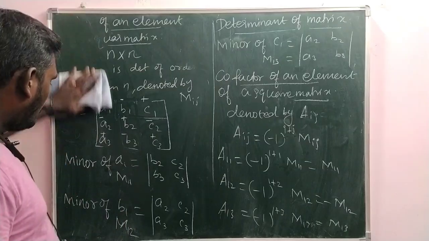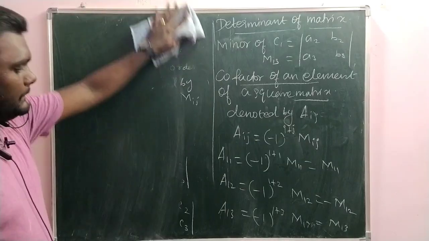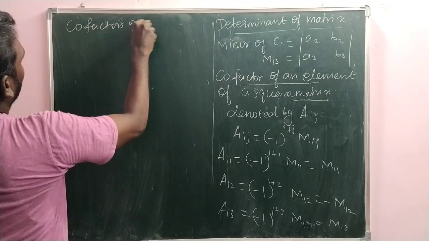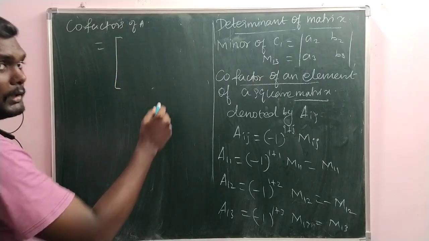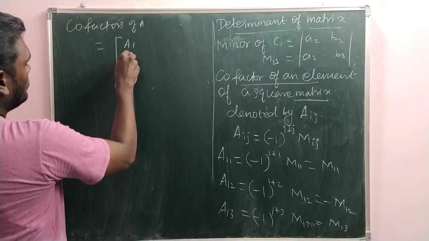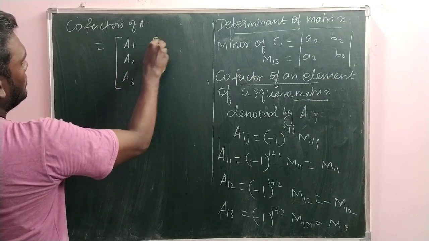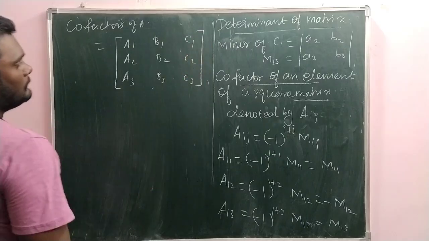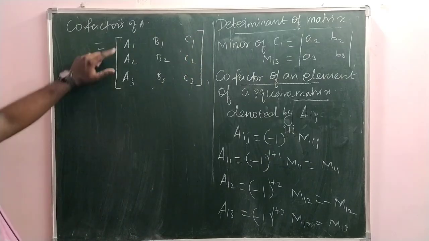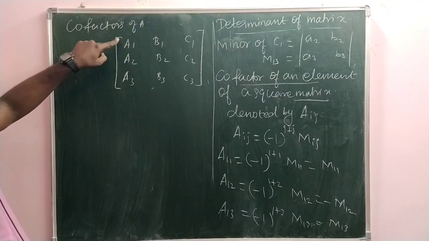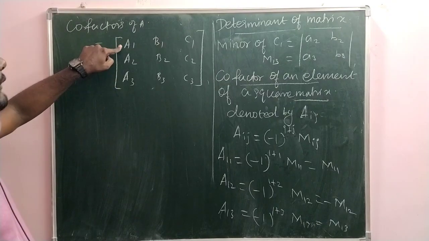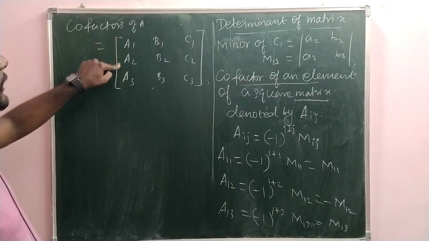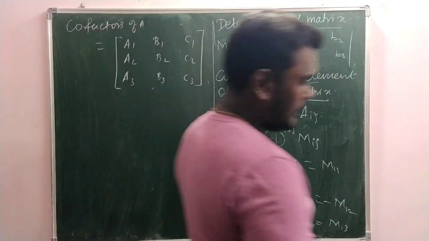And this cofactor matrix can be written like capital A1, A2, A3, B1, B2, B3, C1, C2, C3. That means the cofactor of A11 is A1, the cofactor of A12 is A2, like that. I wrote A1, A2, A3 like that in that matrix. That is the idea.